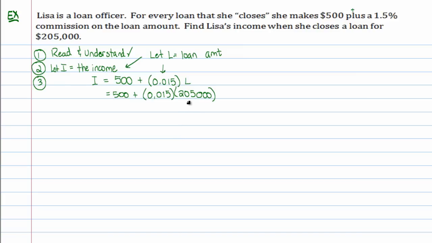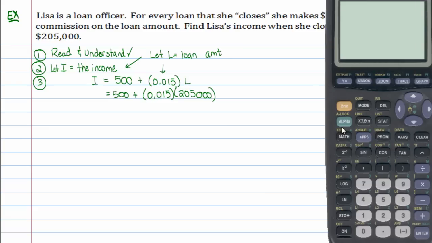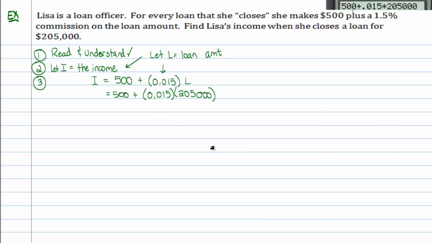So all I need to do is a little bit of order of operations here. So we have 500 plus 1.5% of $205,000. So her income would be $3,575. It's a pretty nice income.